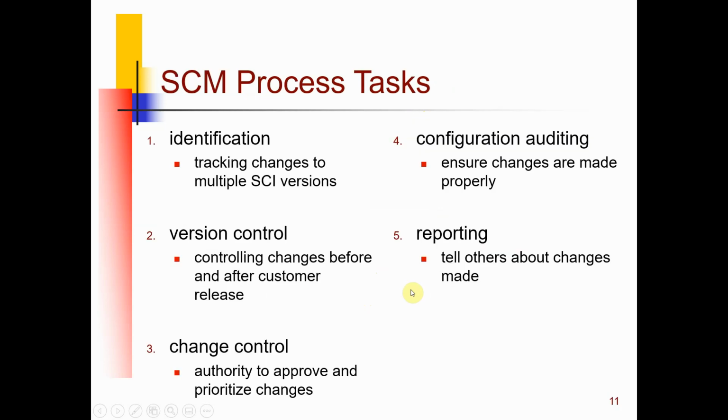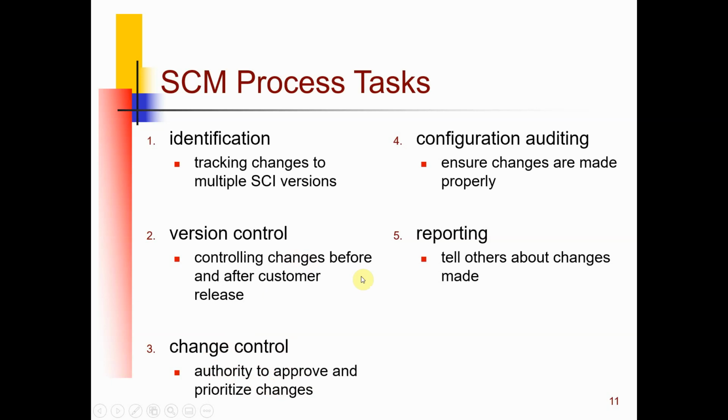Let's see the SCM process tasks, and what tasks we should do. The first one is identification. We already mentioned what should be put and when to put them under control. Then we have two controls. One is version control, which controls the changes before and after the release, before we release to the customer. Here we need to make sure everything we try to release is on track and is correct. And then the change control happens more frequently. This one is authorized to approve and prioritize changes.